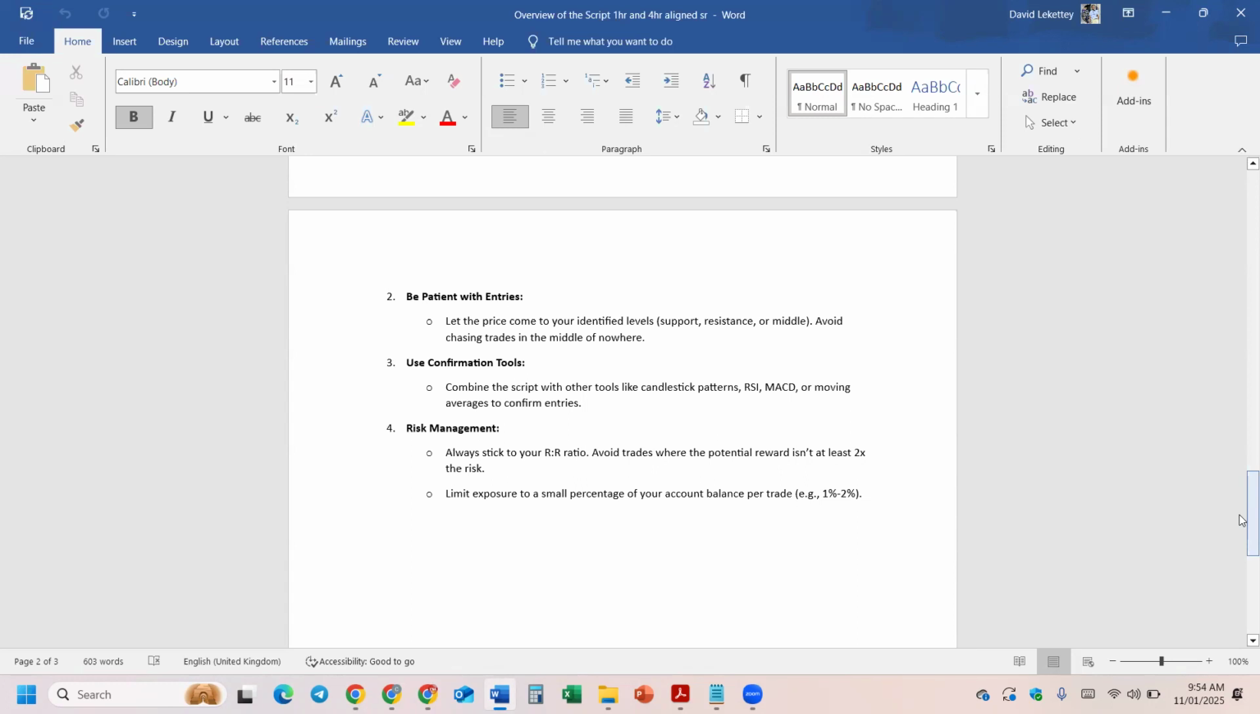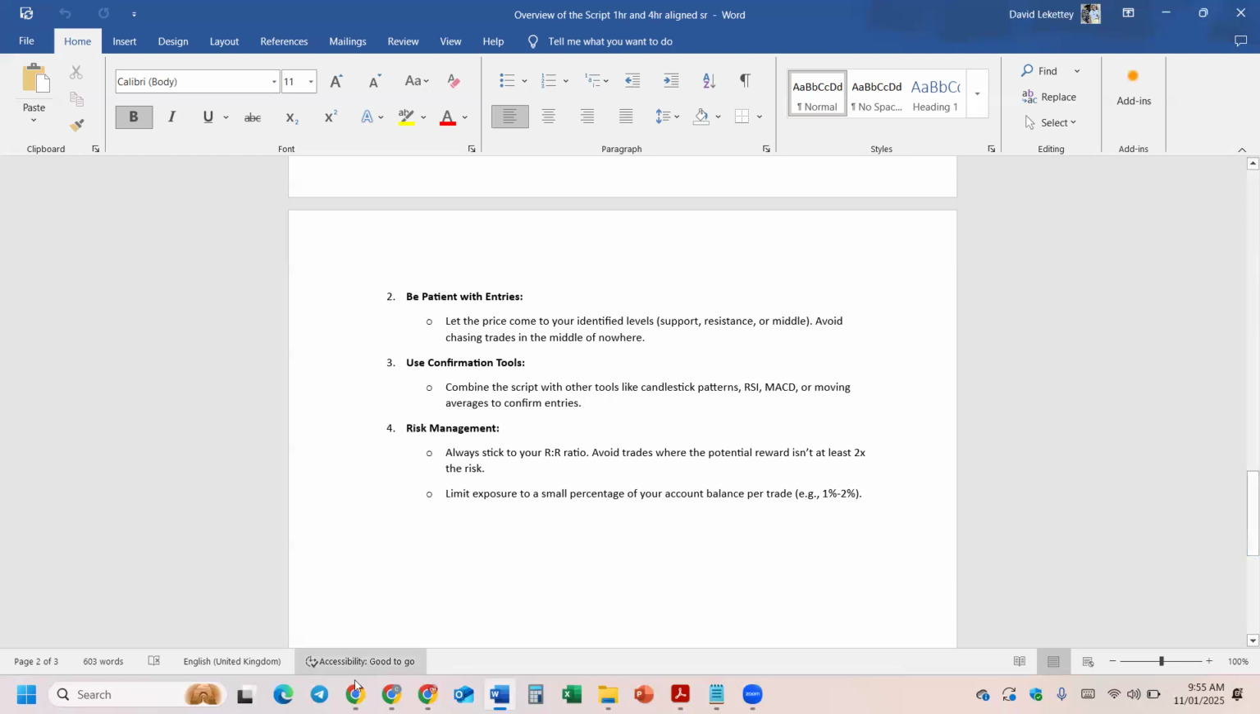You can also use confirmation tools like the RSI, the MACD, or moving averages to confirm entries. Risk management: always stick to your risk to reward ratio. Avoid trades where the potential reward isn't at least two times the risk. Limit exposure to a small percentage of your account balance per trade. Maybe you can risk 1% to 2%.